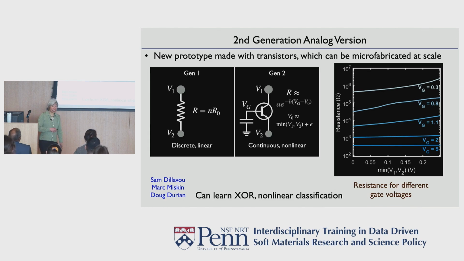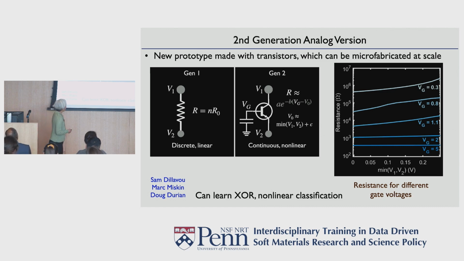That's the first generation. Here's the second generation, due to Mark Miskin, who's in ESE. The second generation is now an analog version. It implements the exact coupled learning rule. But the resistance is not totally linear. It's a little bit nonlinear. And it's actually nonlinear enough, it turns out, that it can learn how to do nonlinear classification and XOR. These are things that the linear circuit with just a simple resistance cannot learn.